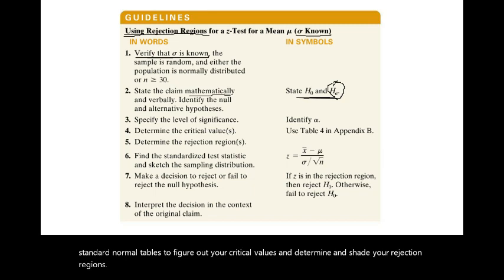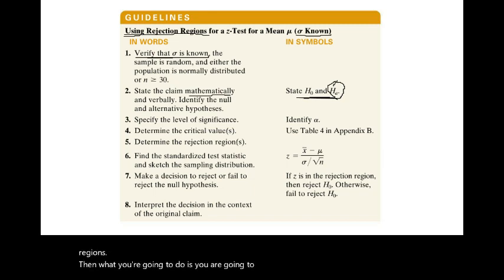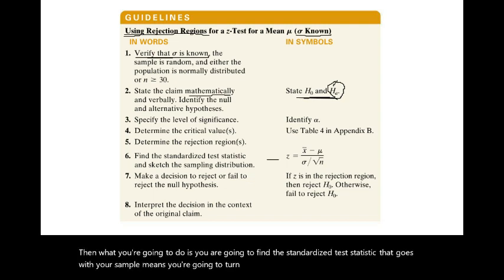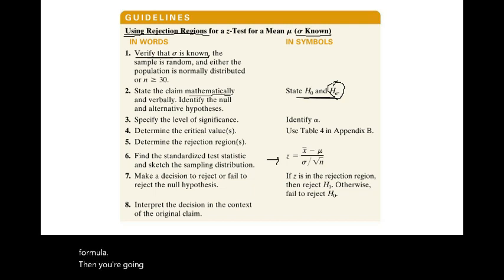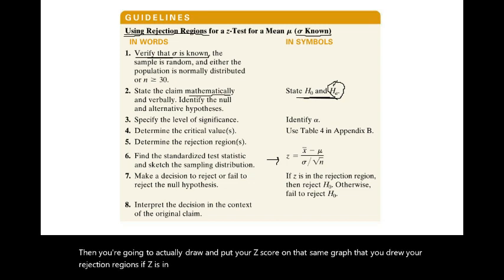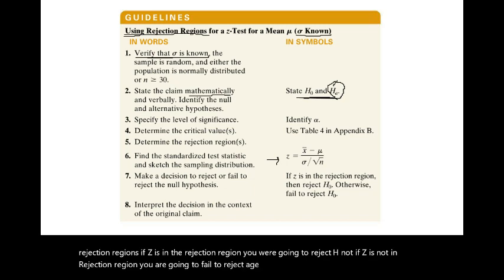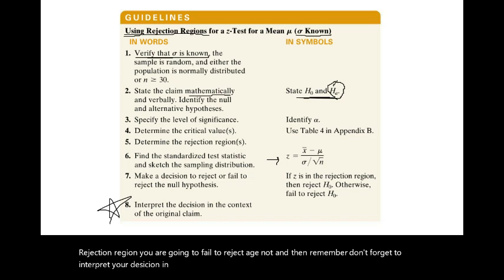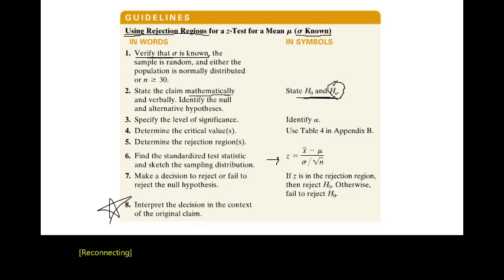Then you are going to find the standardized test statistic that goes with your sample mean. So you're going to turn your sample mean into a z-score using this formula. Then you're going to draw and put your z-score on that same graph where you drew your rejection regions. If z is in the rejection region, you are going to reject H naught. If z is not in the rejection region, you are going to fail to reject H naught. And then remember, don't forget to interpret your decision in the context of the problem. That is why you need to label which hypothesis is your claim.